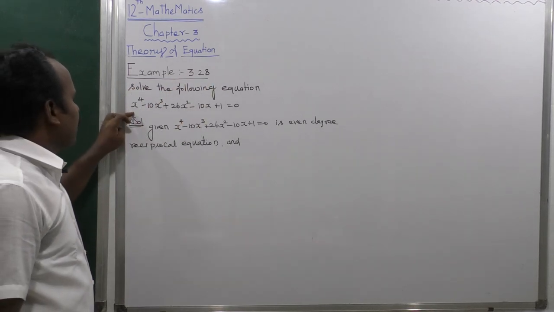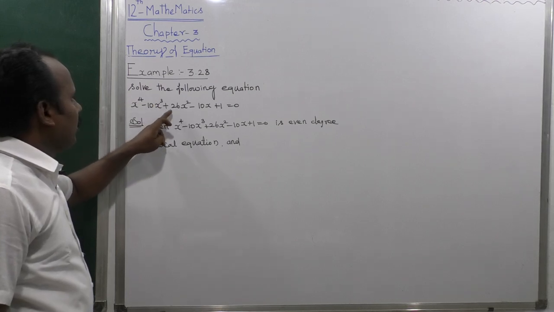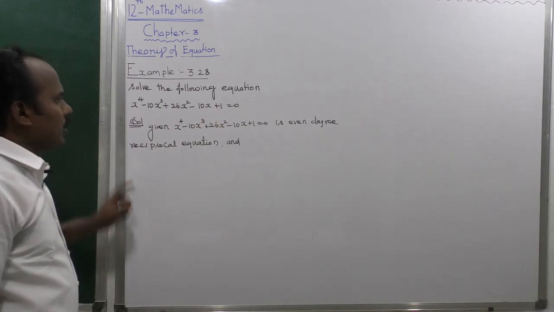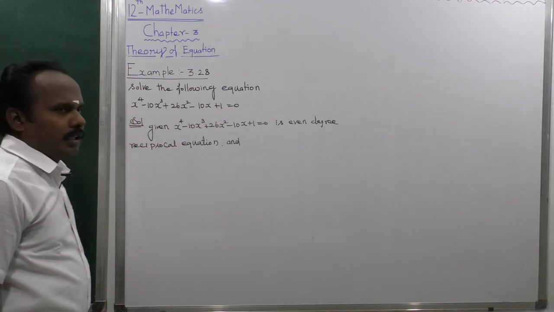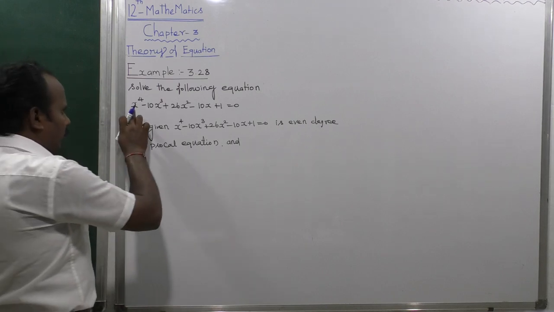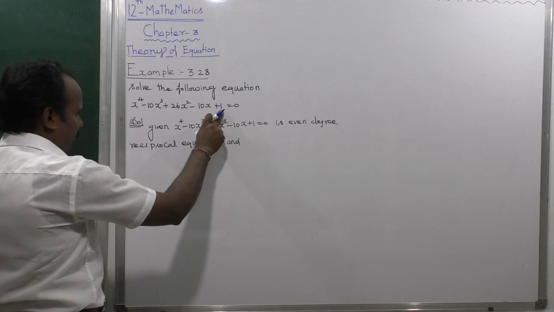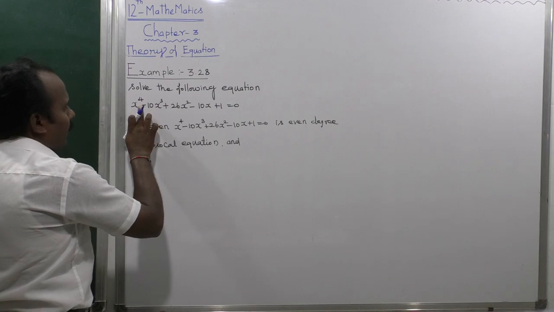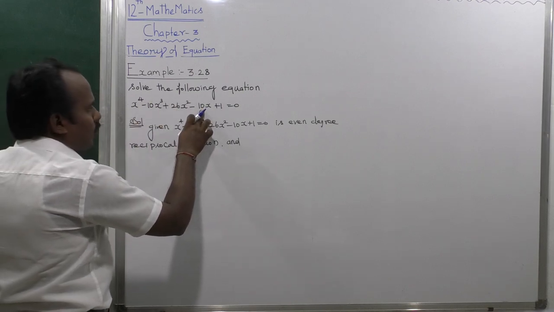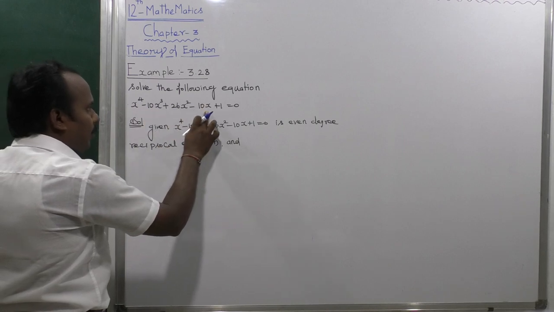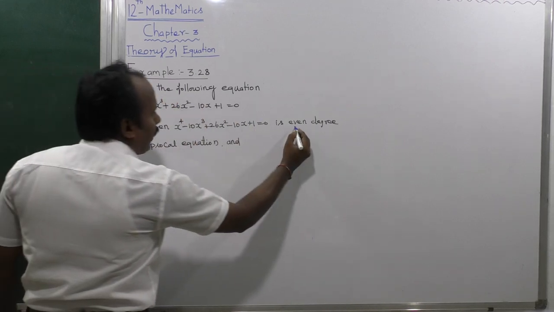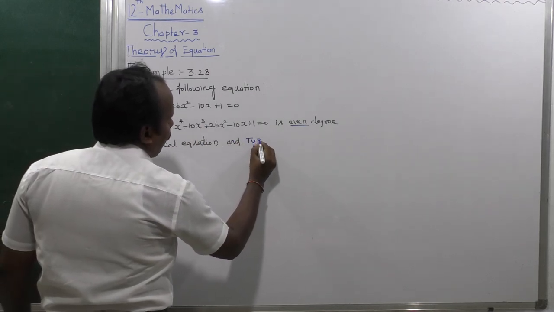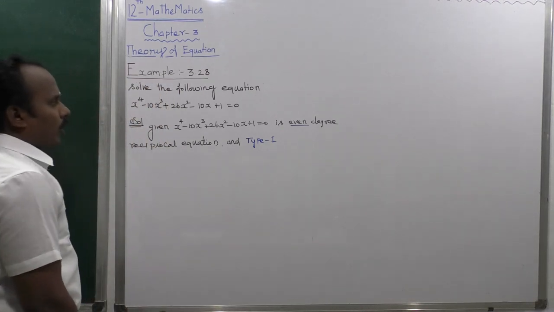3.28. Solve the following equation: x⁴ − 10x³ + 26x² − 10x + 1 = 0. This is an even degree equation, and the first and last numbers are the same with the same sign, both positive. The second number and the second-to-last number also have the same sign, and the center place is an even degree term. So this is the first type, type 1, that is followed.